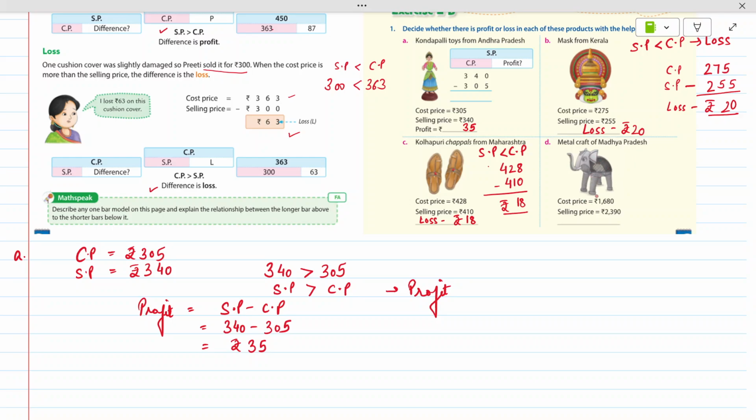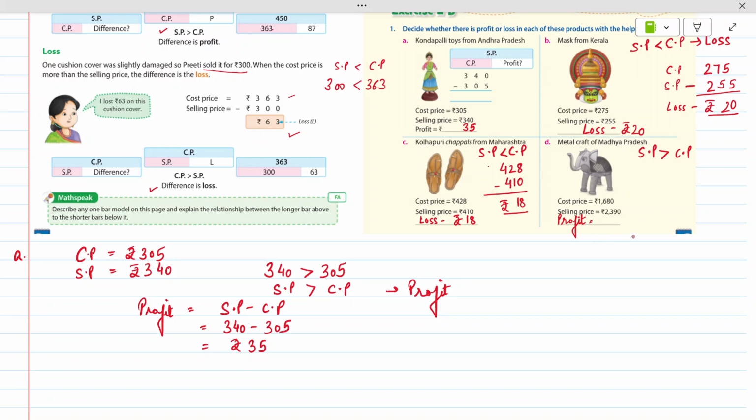Now the last part of this question number 1, metal craft of Madhya Pradesh. So here there is an elephant of metal, and the cost price of this toy is 1680, and the selling price is 2390. So kids, we can see the selling price is greater here. That means we are selling the metal craft at a higher price than what we bought it for, because 2390 is greater than 1680. So again, if the selling price is greater, it is the case of profit. So we are having profit here.